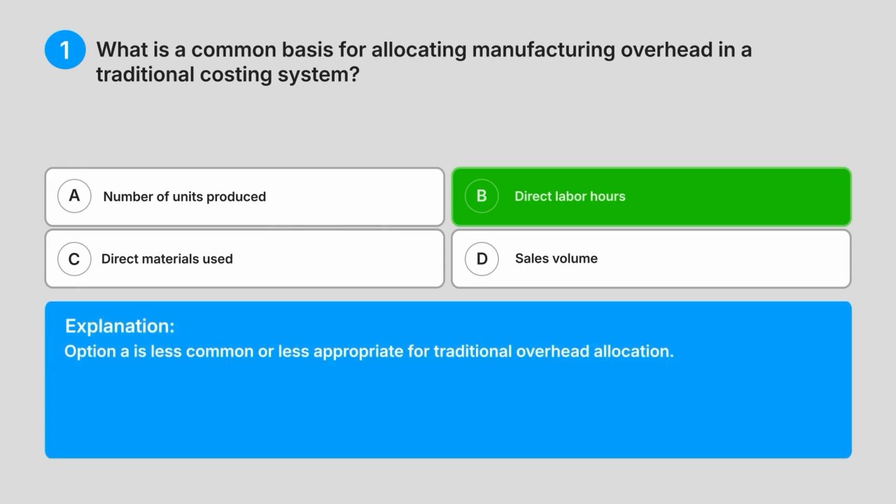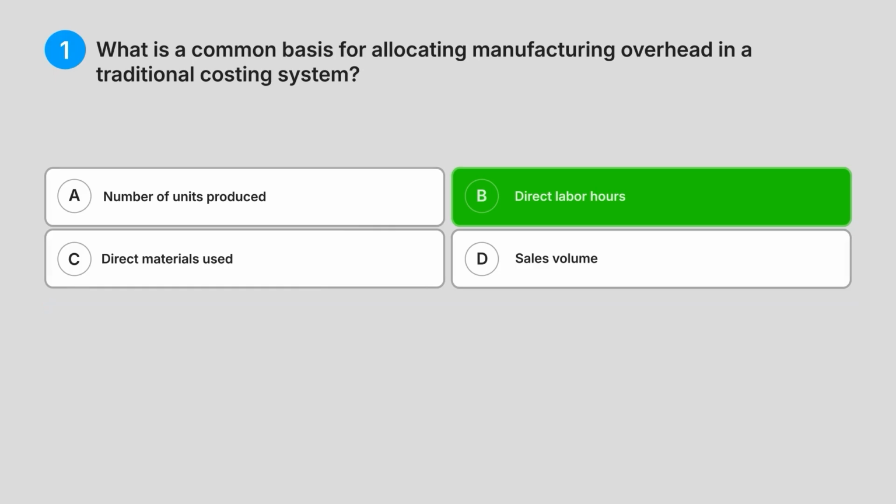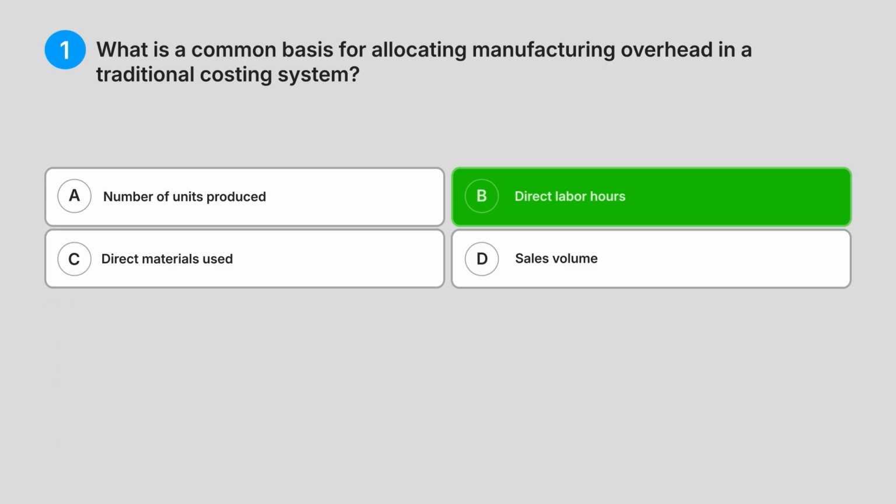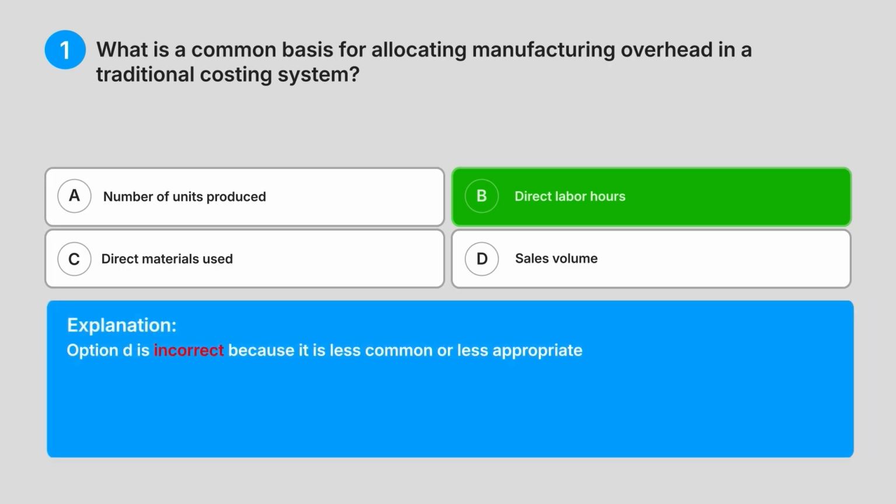Option A is less common or less appropriate for traditional overhead allocation. Option C is incorrect because it is less common or less appropriate for traditional overhead allocation. Option D is incorrect because it is less common or less appropriate.